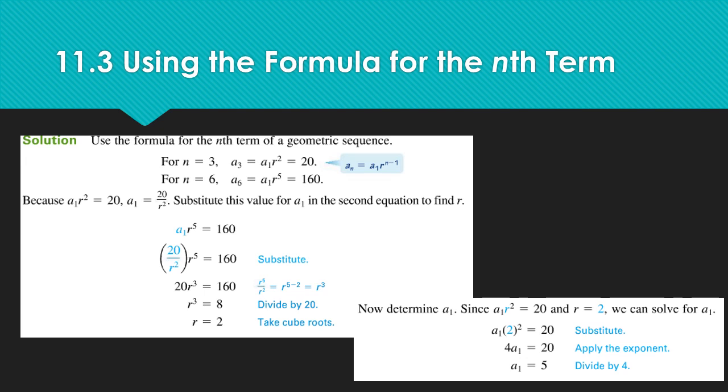Now we need to figure out what a sub 1 is. Well, since a sub 1 r squared is 20, and we know now that r is 2, we can solve for a sub 1. So just put in the numbers we know, and we get that a sub 1 must be 5.